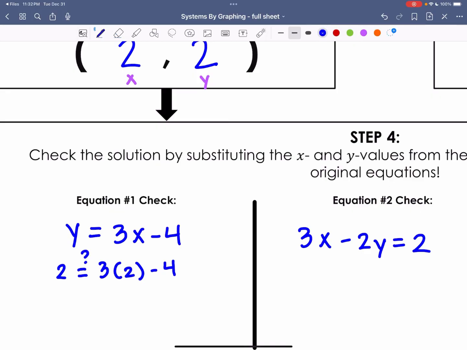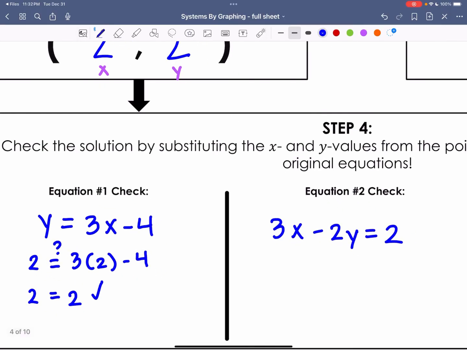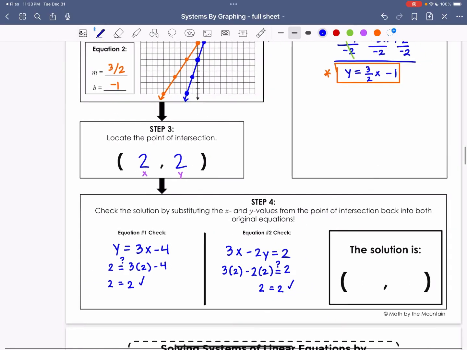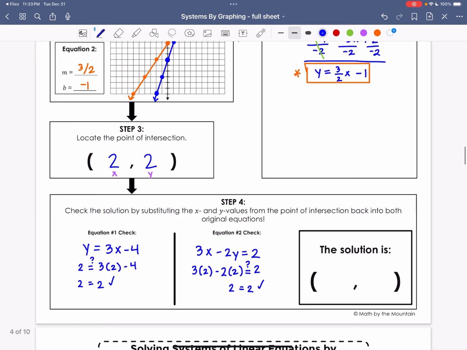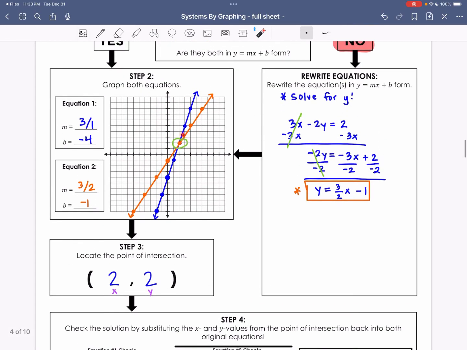So starting off on equation 1, we're checking, does 2 really equal 3 times 2 minus 4? So if we do this, 3 times 2 is 6, take away 4, that's 2. So that one checks out. And then on the other side, does 3 times 2 take away 2 times 2 actually equal 2? All right, so let's think about it. 3 times 2, that's 6. 2 times 2 is 4. 6 take away 4, that's 2. So that checks out, and we can say with confidence that our perfect answer is 2, 2, since that is what we found as this point of intersection over here.